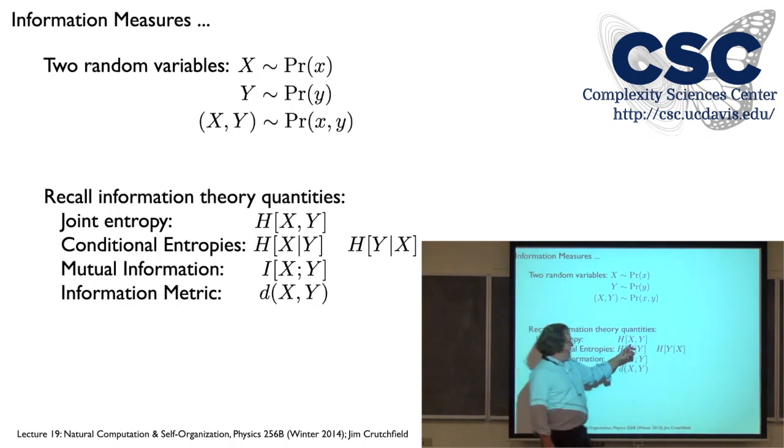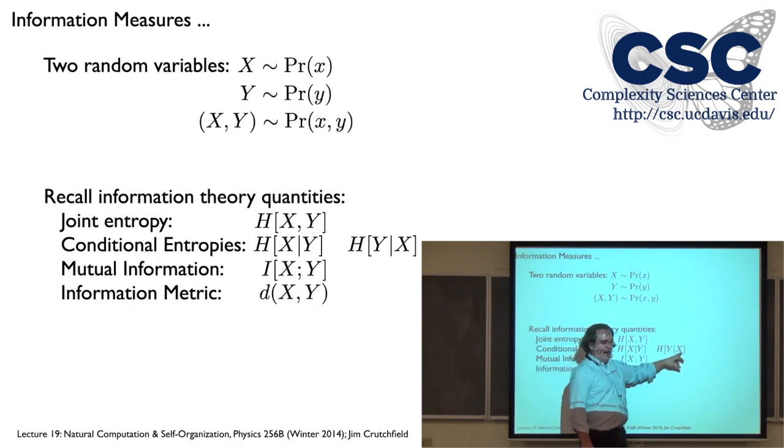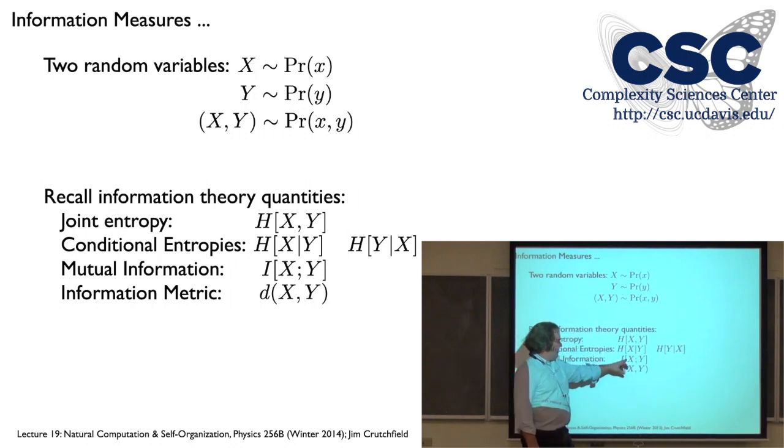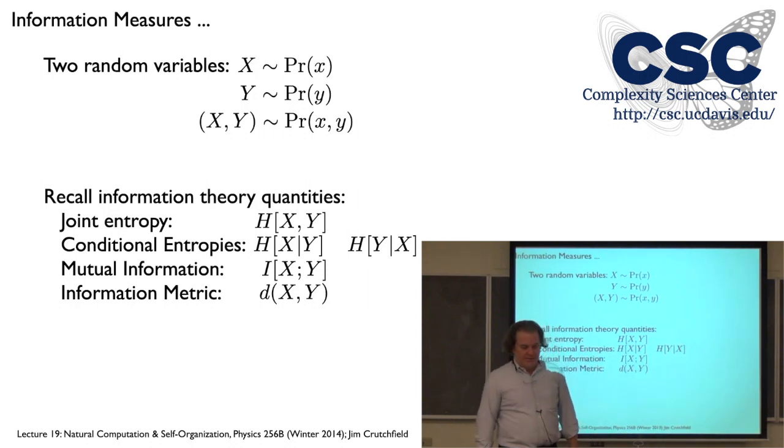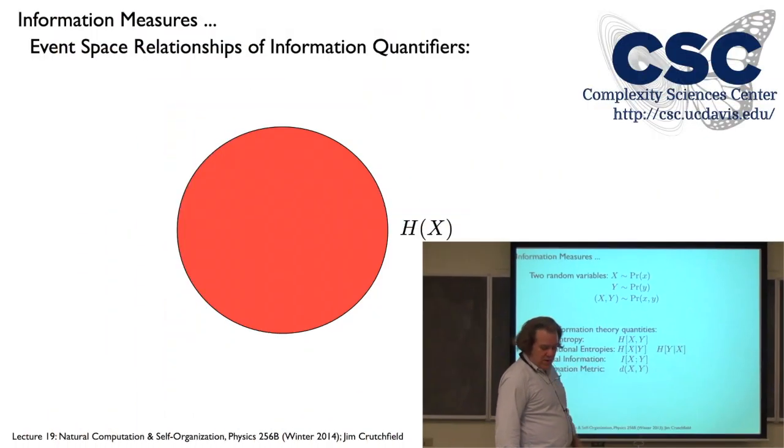But then we have more interesting things talking about the relationship between variables: the uncertainty in x given y, the uncertainty in y given x. We have this mutual information between the two, and then also this distance between the two distributions that govern the observables x and y.